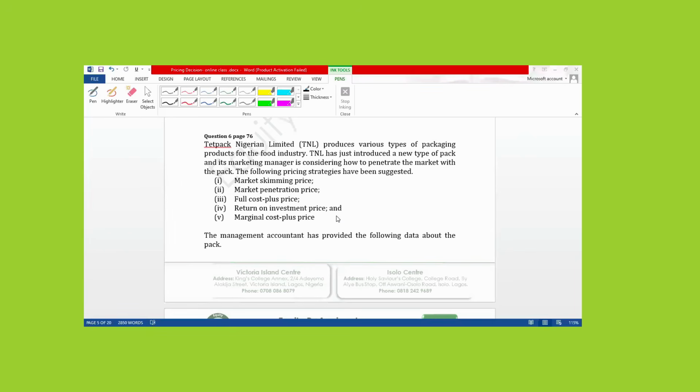When can a company adopt full cost plus pricing? Taking your total cost, both variable and fixed cost, then add a certain percentage to it.